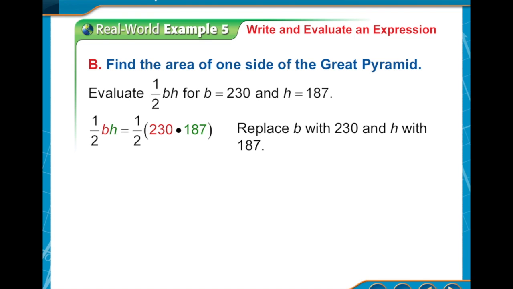So the base was given to be 230. The height was given to be 187 in our original paragraph, and you can go back and check that for accuracy. So we can replace B with 230, we replace H with 187. So given those values now, all we have to do is plug in, replace, and simplify just like we've been doing. So now we're back to a numerical expression instead of an algebra one, and all we have to do now is simplify and work that through.